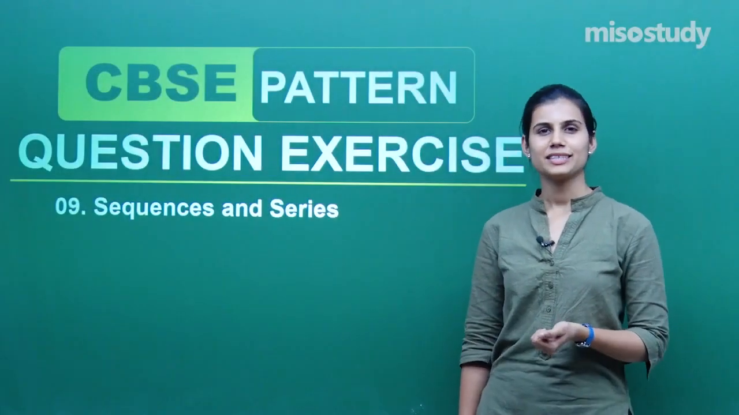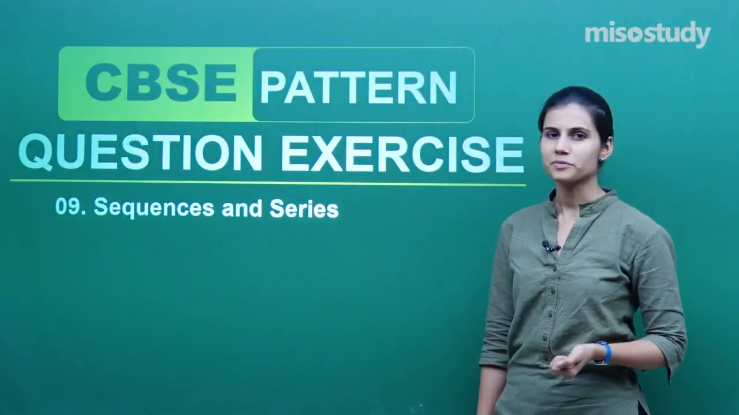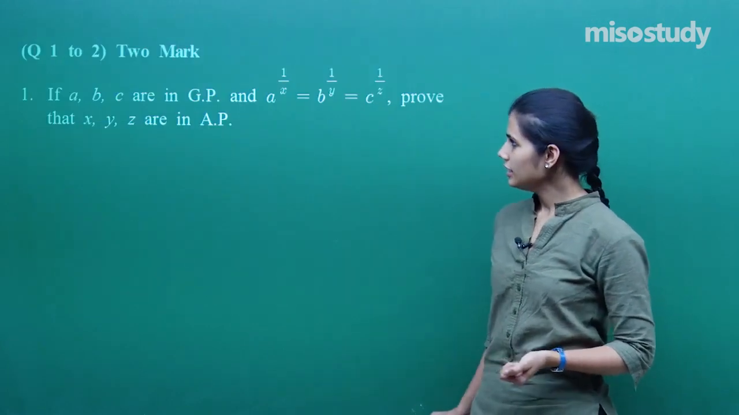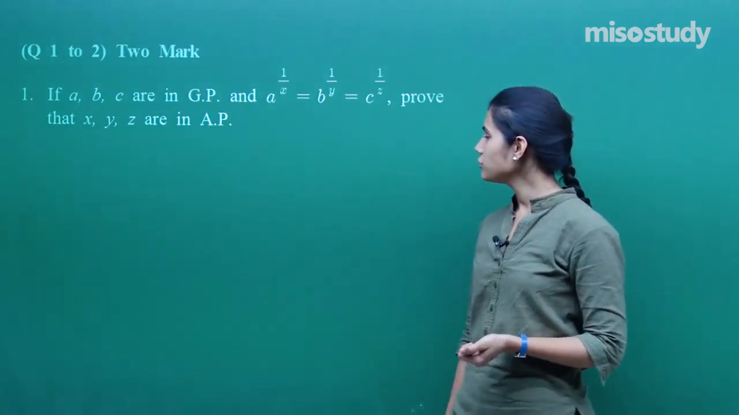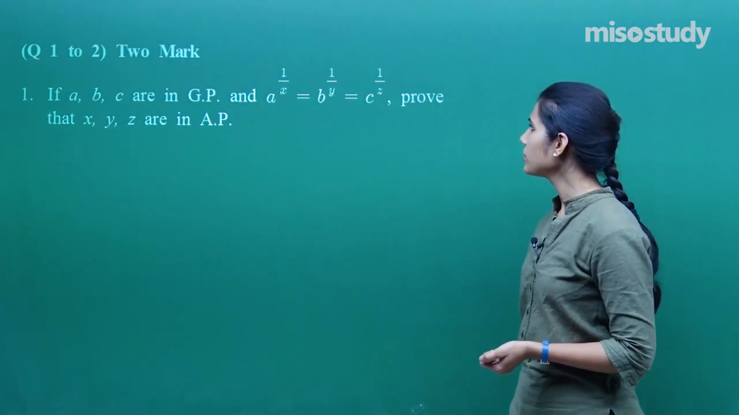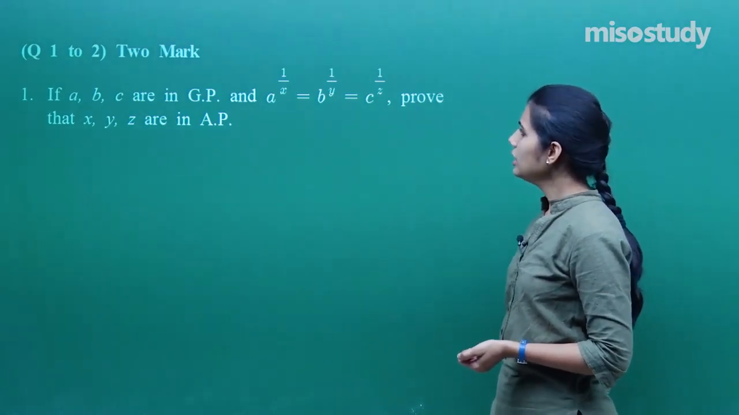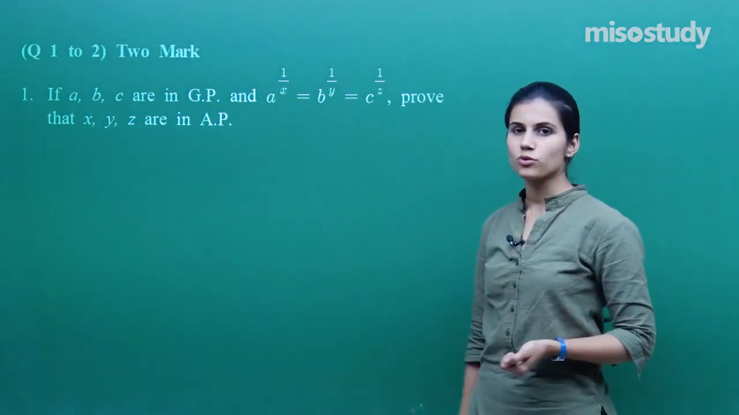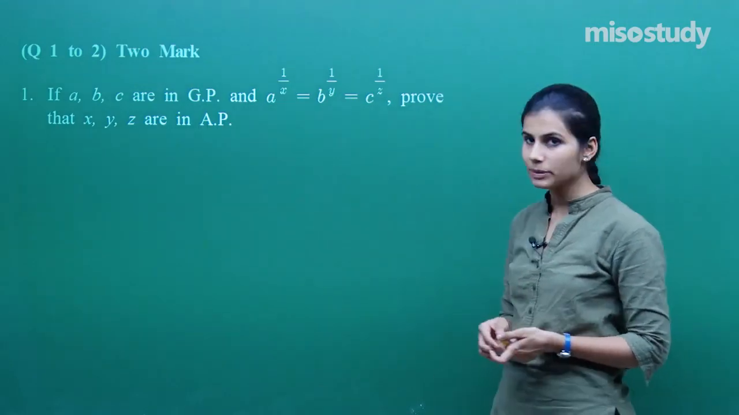Hello everybody. Let's begin our discussion over the questions from sequences and series. If a, b, c are in GP and a to the power 1 by x equals b to the power 1 by y equals c to the power 1 by z, prove that these x, y and z quantities written over here are actually in AP.